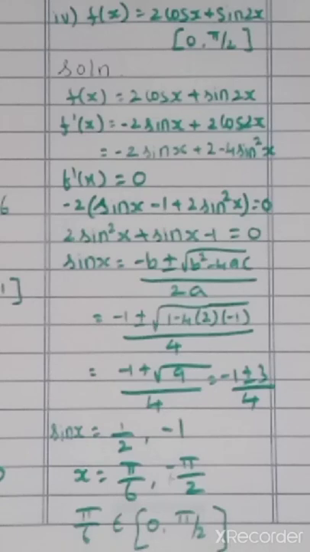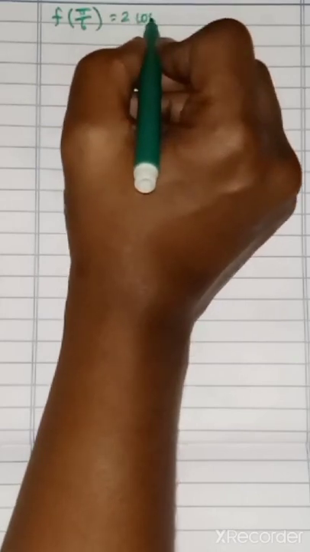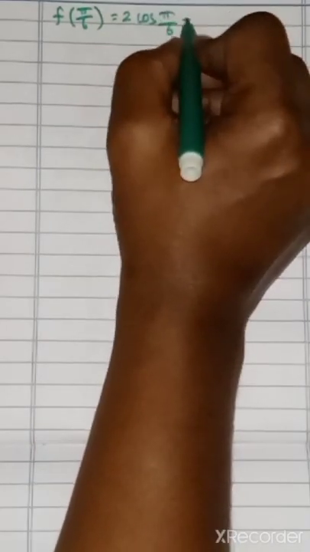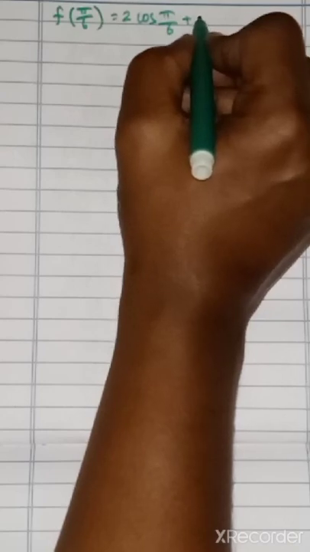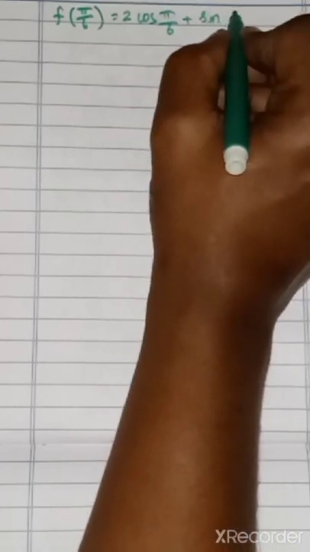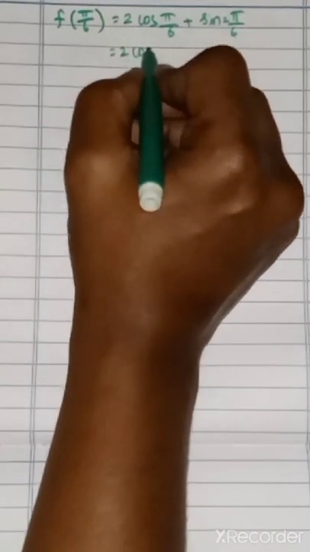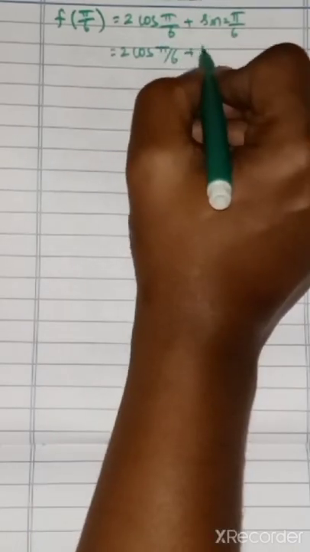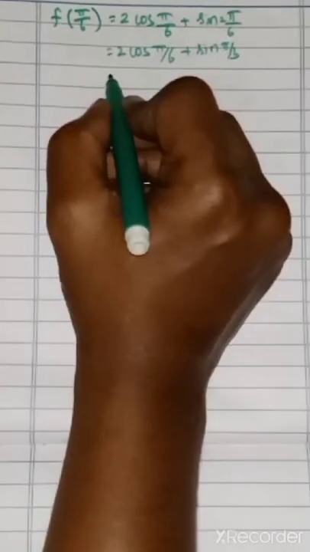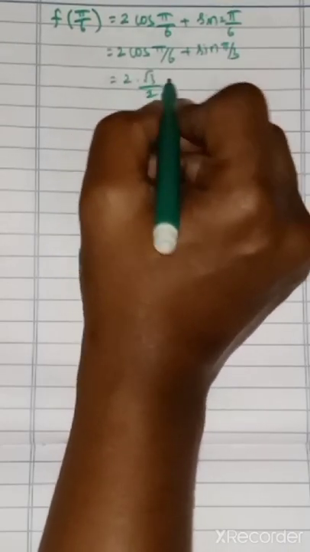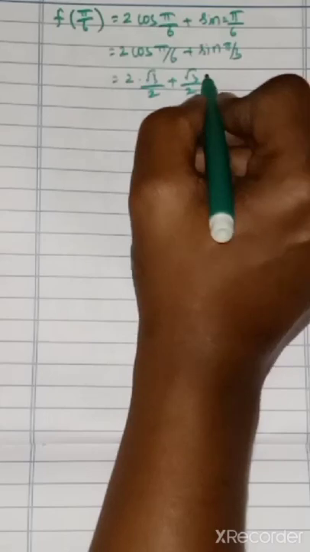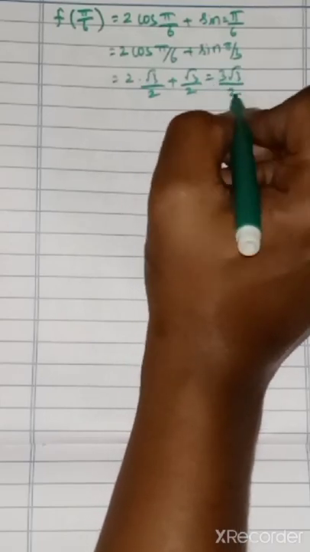So இப்போ எந்தெந்த வேல்யூஸ்லாம் செக் பண்ண போகிறோம்? pi by 6, 0 and pi by 2. So f of pi by 6 which is equal to 2 cos pi by 6 plus sine 2 into pi by 6. So 2 6 cancellation pi by 3, that is 2 cos pi by 6 plus sine pi by 3, that is 2 into cos pi by 6 is root 3 by 2, sine pi by 3 is root 3 by 2, which is equal to 3 root 3 by 2.